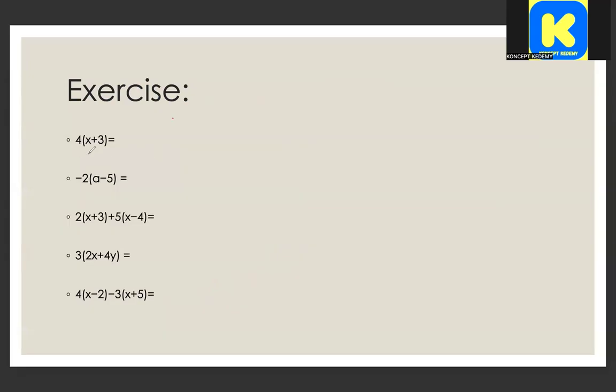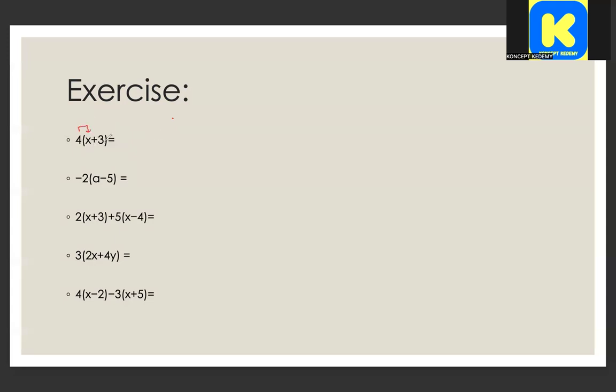Okay, so the first question here, you can see that these questions go from easy to tough. So we are going to start with the first one, the basic one. So 4 into x plus 3 whole, or you can read it this way, x plus 3 whole multiplied by 4. So how are we going to solve it?